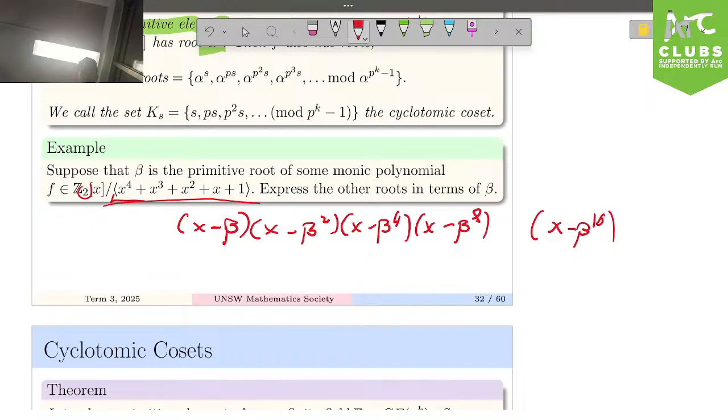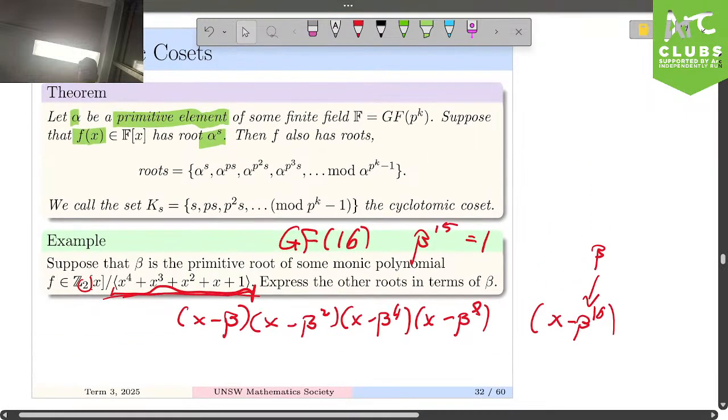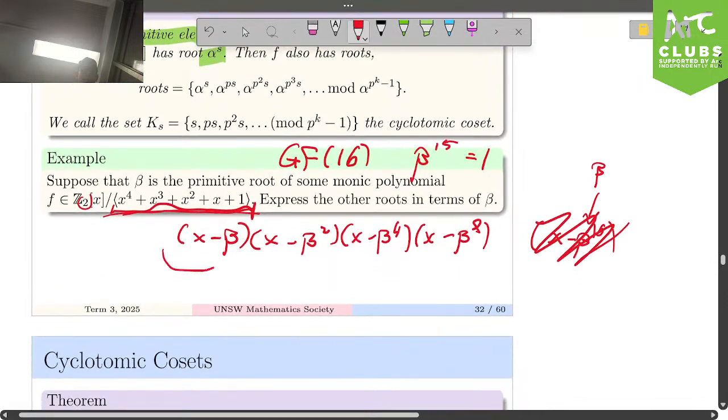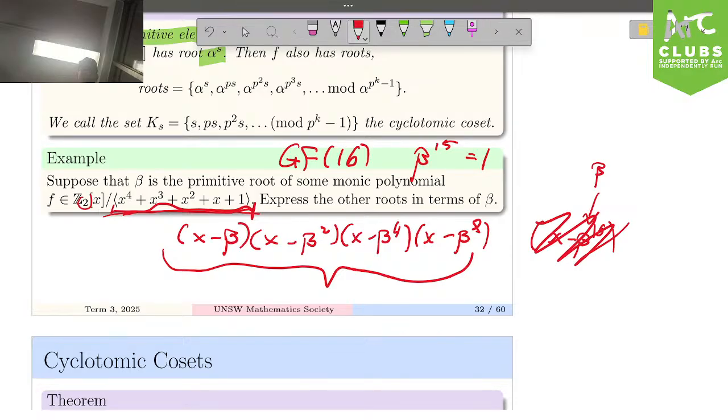However, this is an x to the 4th polynomial, which is another way of saying that this is GF of 16. That means that our primitive polynomial to the power 15 is equal to 1, so this is just the same as beta. You can also read that straight from the theorem. And so we don't have to consider this at all. All we have is that we can represent our polynomials in terms of this set. So this is a factorization of our polynomial. Okay, there's a lot of stuff here.